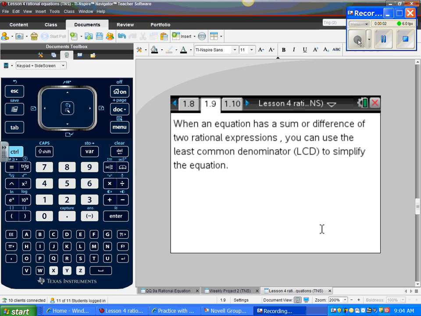Okay, so this is part 2 of lesson 4. We left off on page 1.9. Last class, we learned how to solve rational equations when they were set up as a proportion, right? One fraction equal to one fraction. So we're going to get a little bit harder today, and we're going to deal with rational equations that look a little bit different. There are going to be 2 ways that we can handle these.